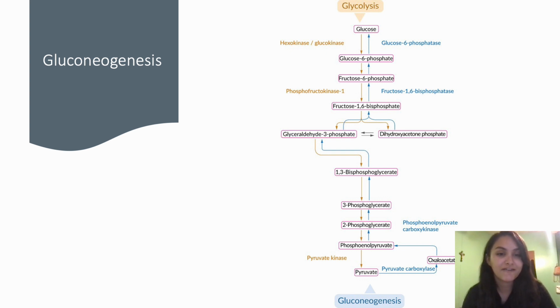Fourth, the conversion of amino acids to intermediate metabolites. Certain amino acids, such as alanine and glutamine, can be used as precursors for gluconeogenesis. These amino acids are converted to intermediates of the TCA cycle, such as oxaloacetate or alpha-ketoglutarate, which can then enter gluconeogenesis.